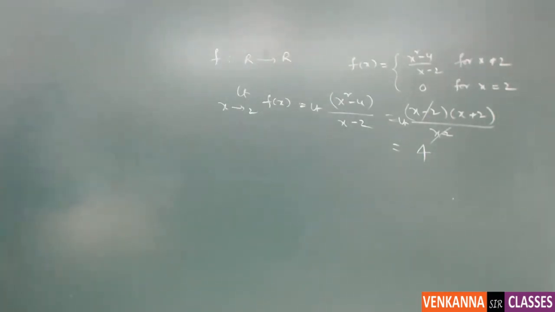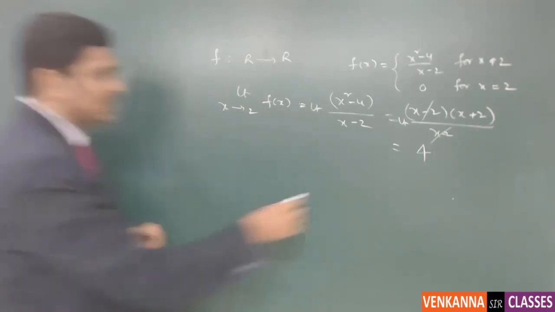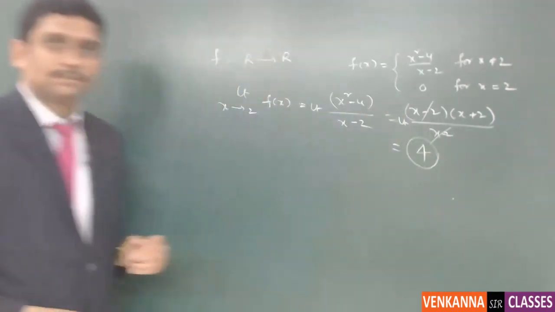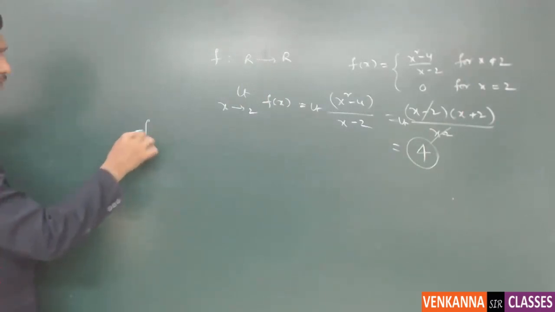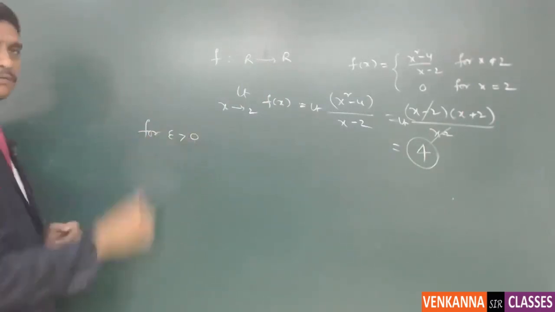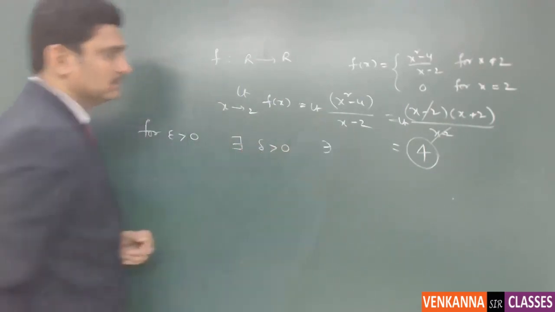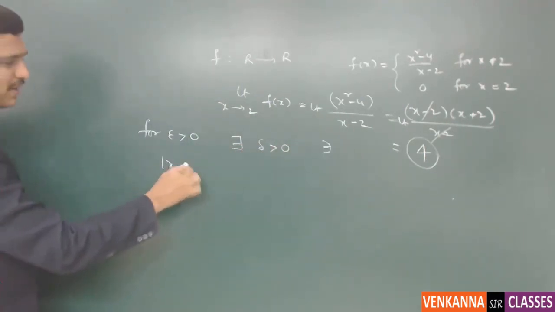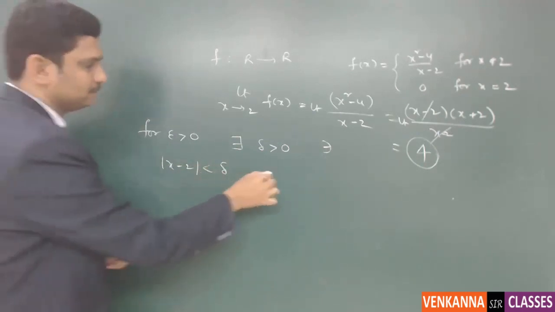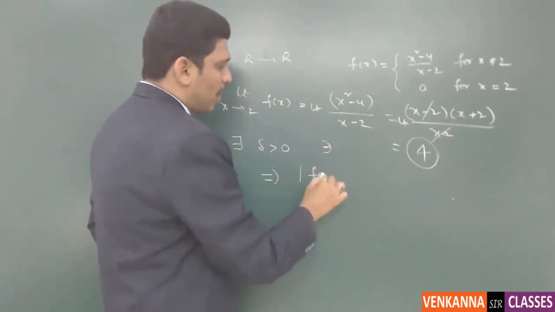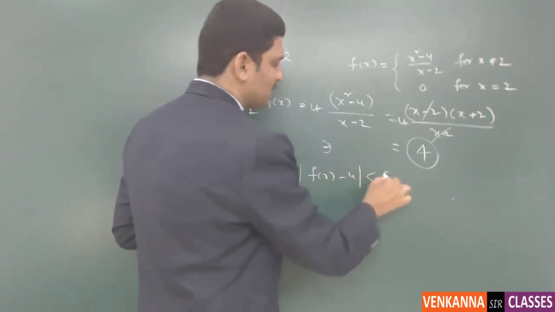Everyone agrees for that, right? Isn't it? We use the same definition technique here. So here the limit is 4. So we can say that for epsilon greater than 0, there exists delta greater than 0 such that mod x minus 2 is less than delta implies modulus of f of x minus 4 is less than epsilon.